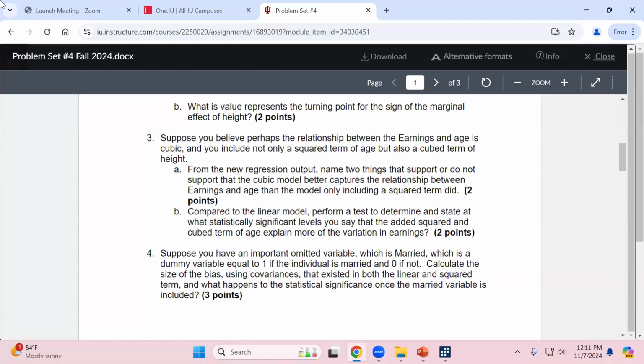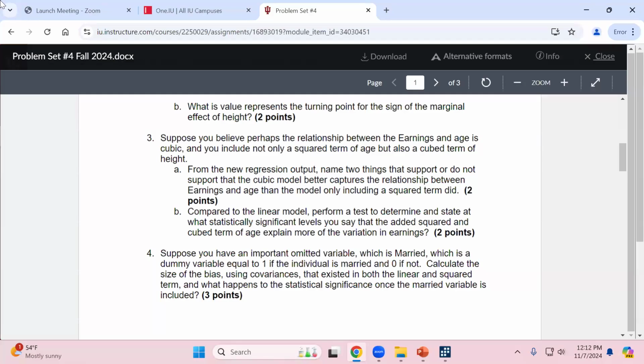So I think I asked you to calculate the size of the bias using covariances. Since you have the married variable in your data set, you would run it with married so that you could obtain what the coefficient on married would have been if you could include it in your data set. You can then use the covariance command to see what the covariance between age and married was, and the variance. You could then calculate the size of the bias.